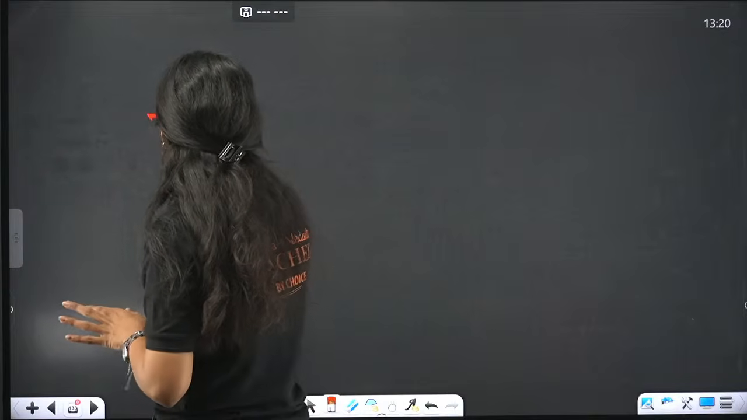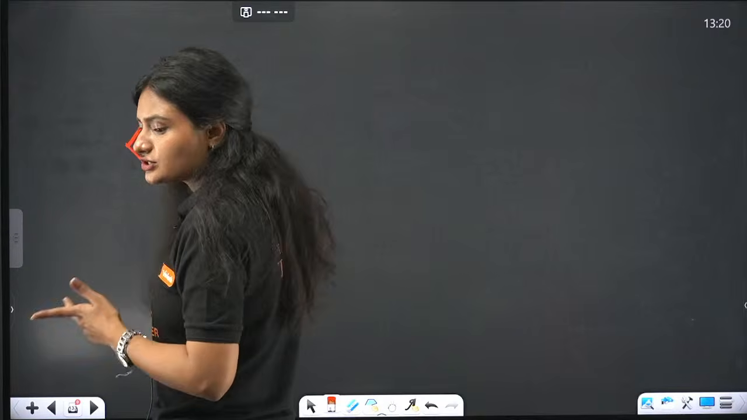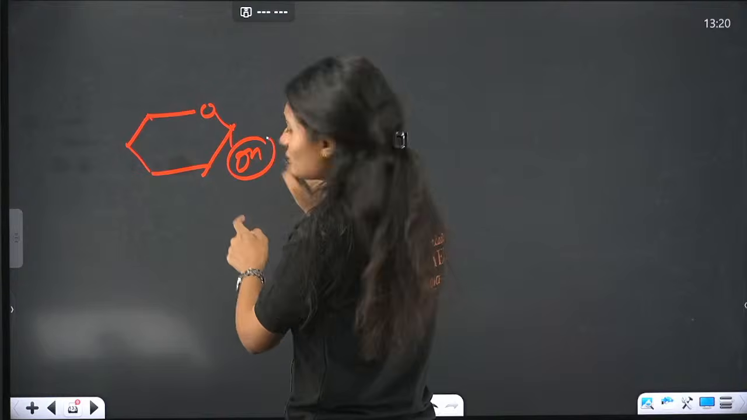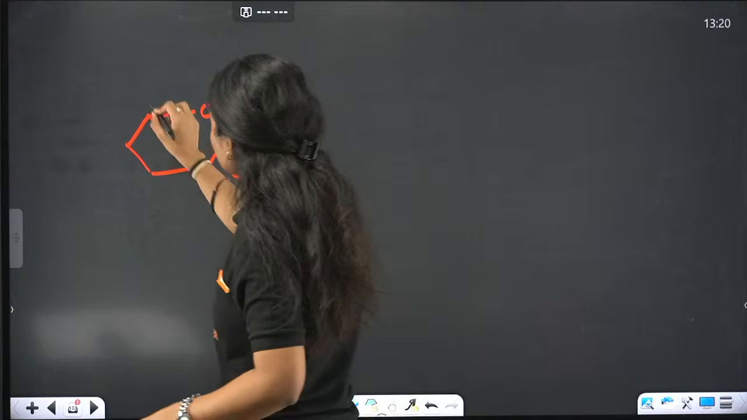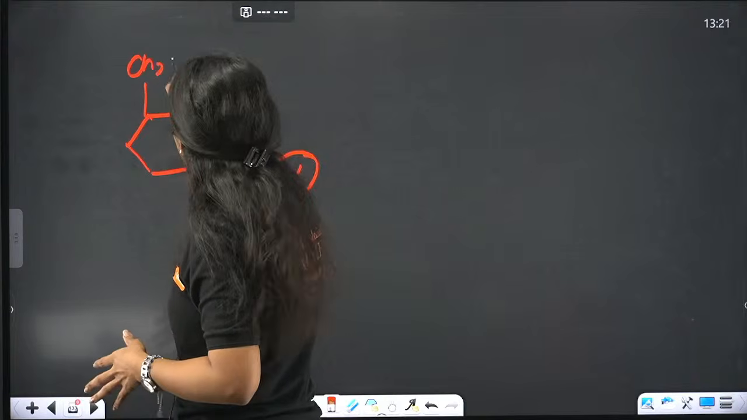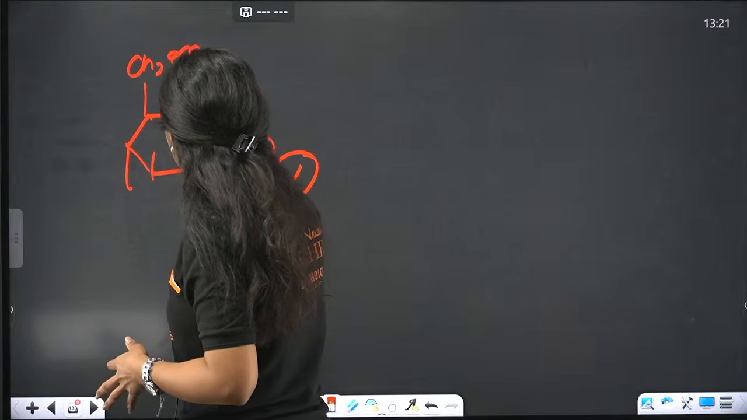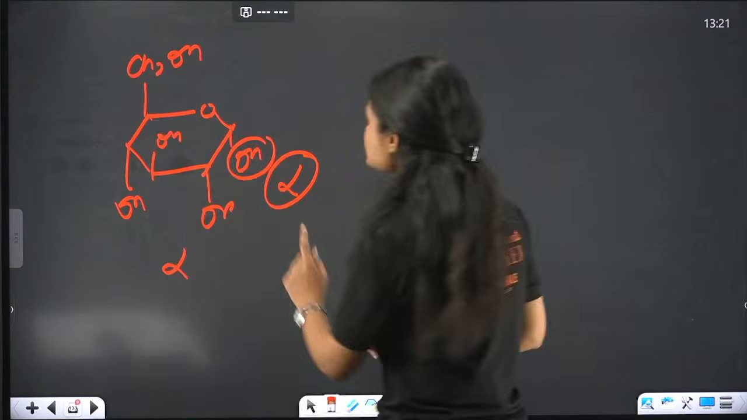What is the difference between alpha glucose and beta glucose? They differ in the position of the OH group. For alpha glucose, the OH group is down, and the rest of the positions are all the same. CH2OH, this OH down, up, down, OH. This is alpha-D-glucose.